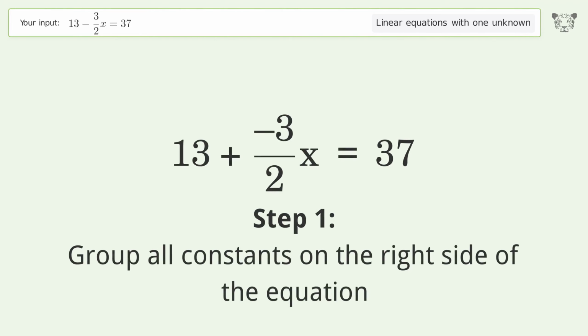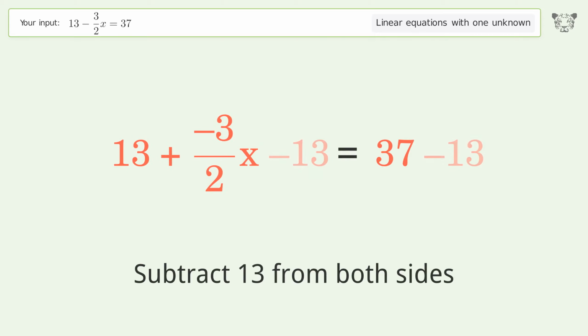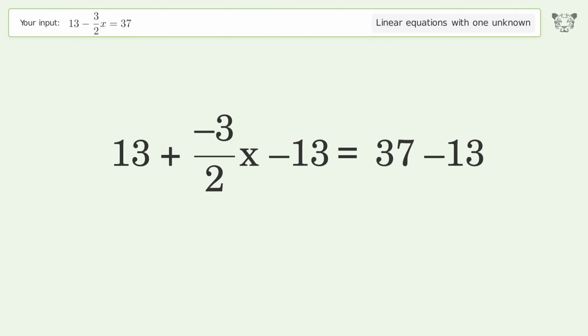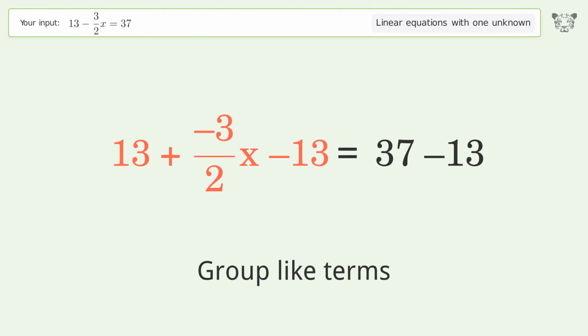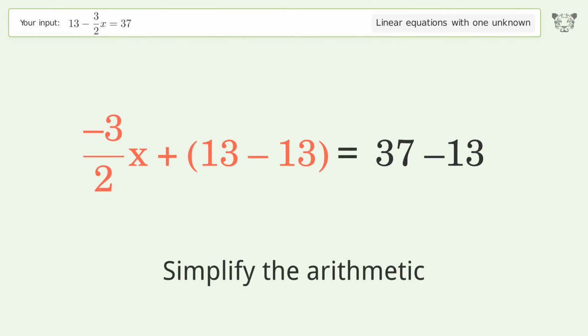Group all constants on the right side of the equation. Subtract 13 from both sides. Group like terms. Simplify the arithmetic.